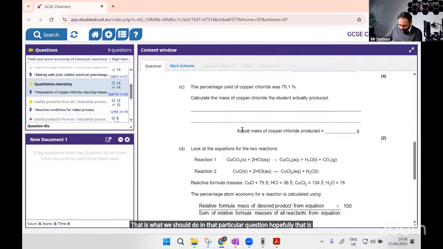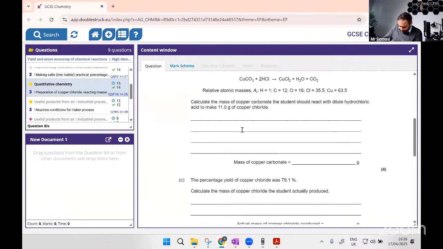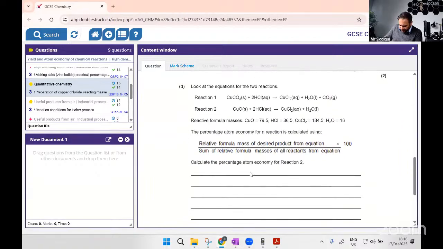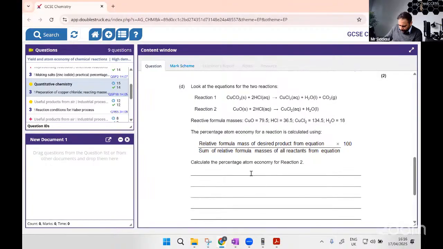There's a lot of calculation being done here. Okay, not doing that. Yeah, I'll do this because it's actually surprisingly quick. I've done the hard work for you.